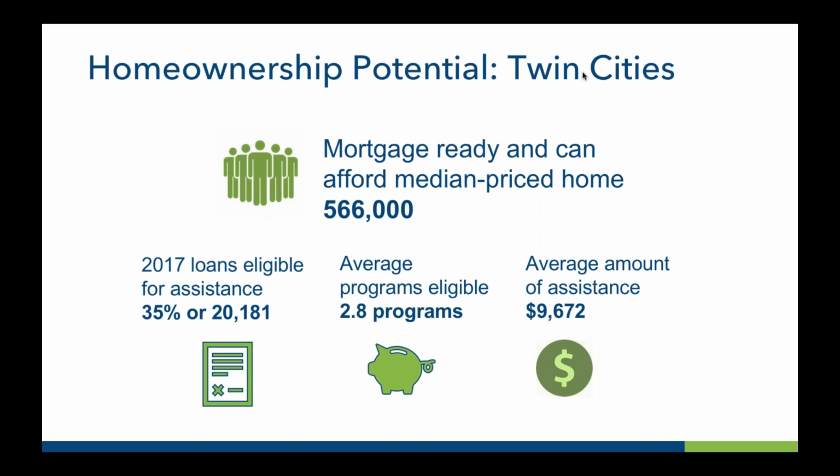And then in Twin Cities, we go back to 2017 closed loan data. Again, more than a third of those who closed on a home with a mortgage were eligible for an average of 3 DPAs and over $9,000 in down payment assistance. So you look at the price point or price band that a first-time home buyer is likely to buy in. What does $9,600 in DPA do for one of those applicants?